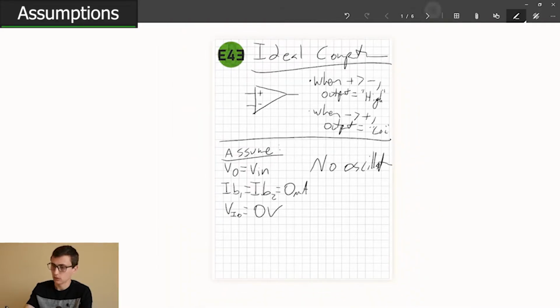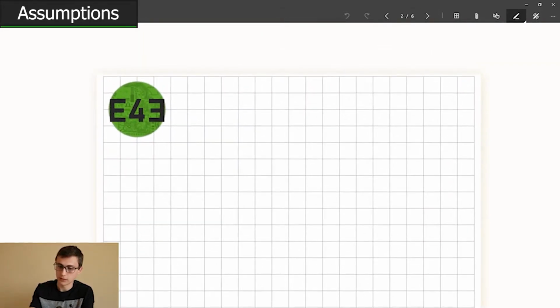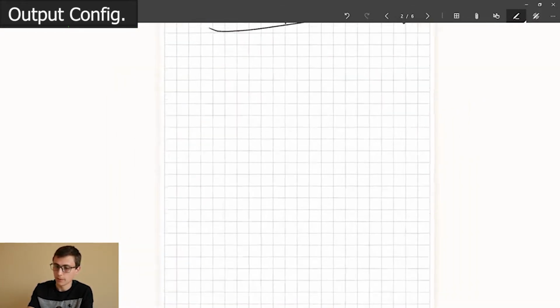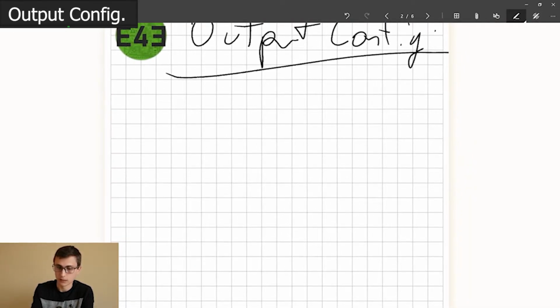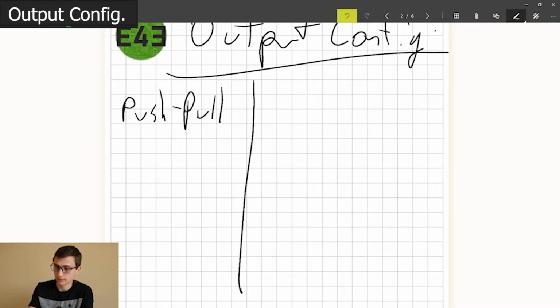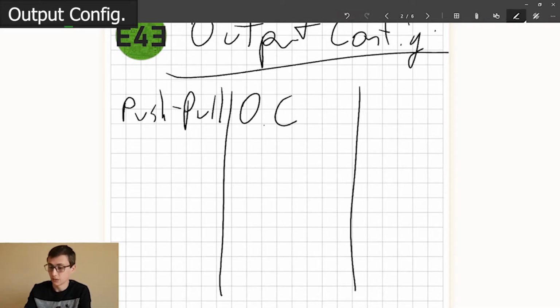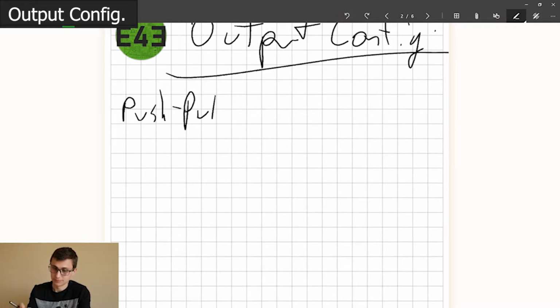Let's dive into what I just alluded to. That is output configurations. Okay, there are 3 main types of outputs. There is push-pull, there is open collector. Those are certainly the most common. You could also have an open emitter, but that would be kind of weird. You know what? Let's just pretend there's only 2: push-pull and open collector.